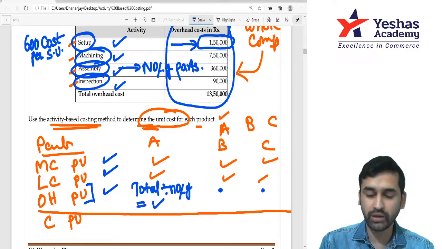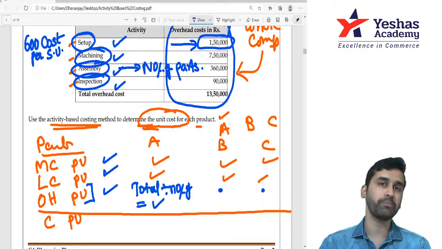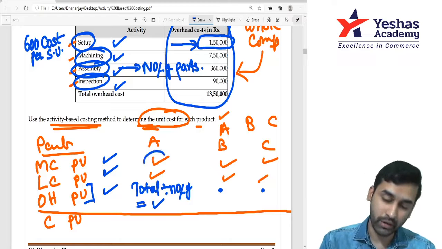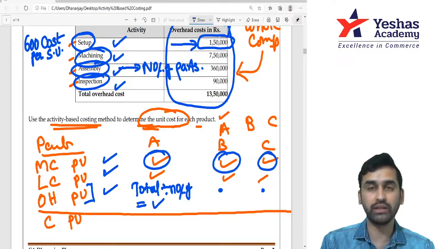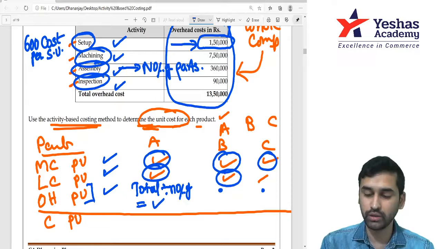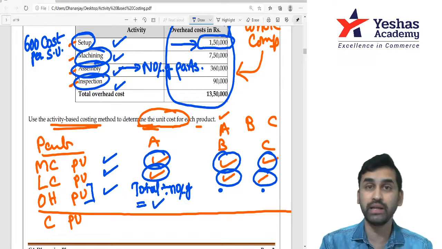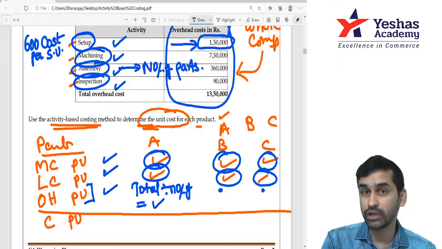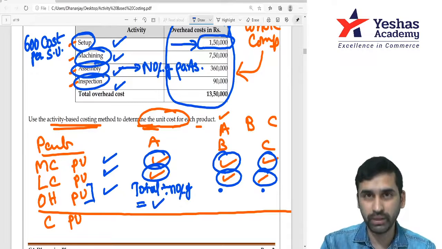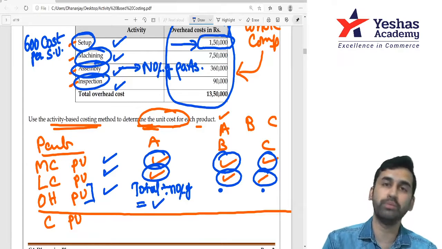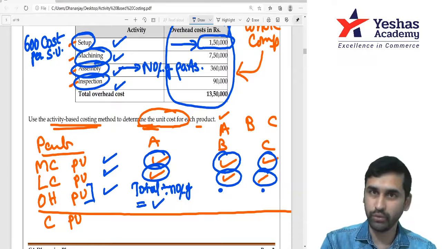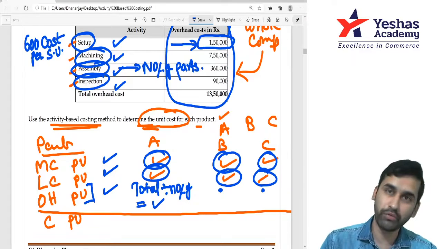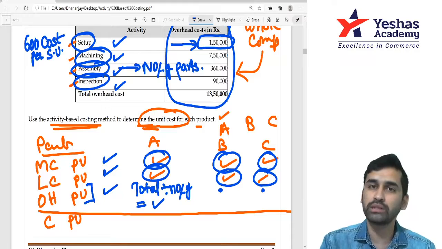You will get overhead cost per unit of A. Are you following? Material cost per unit of ABC is given in the question, copy. Labor is also given in the question, copy. But overhead under ABC can't be calculated on a per unit basis. You will calculate for the total of A, total of B, total of C. No problem. If you divide the total overhead related to A by the number of units of A, you will get to know the cost per unit.